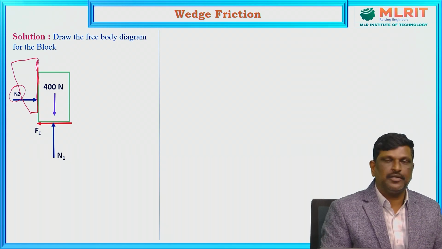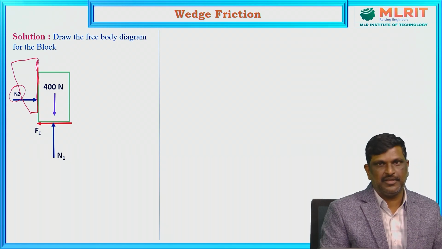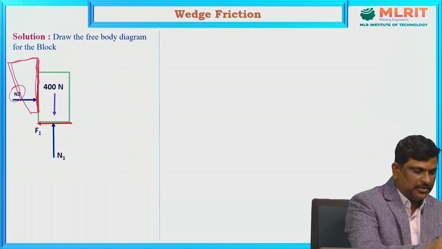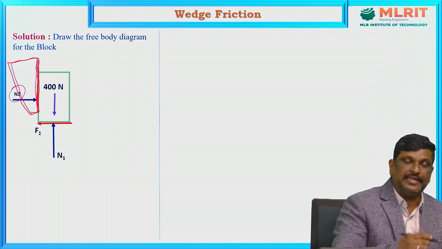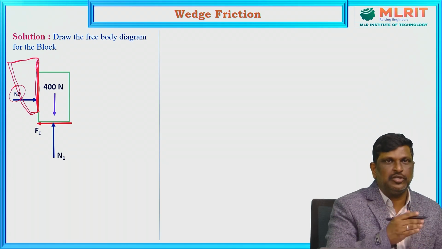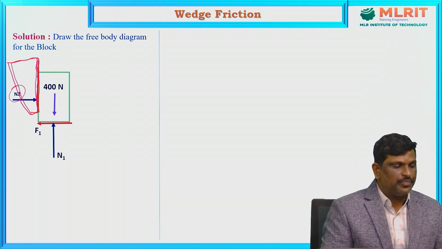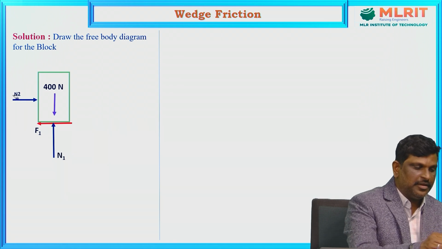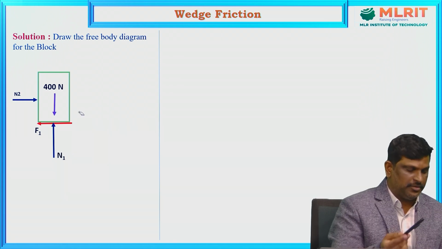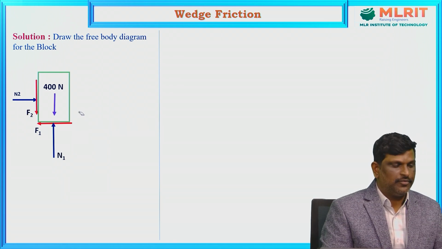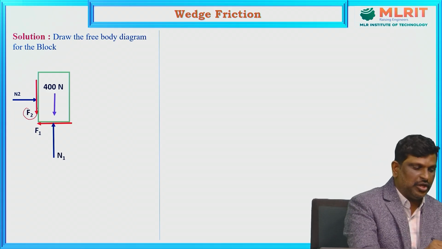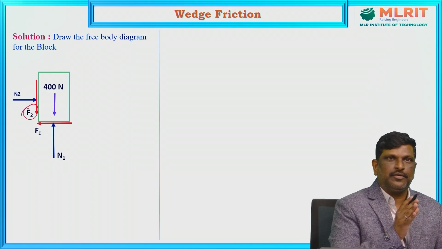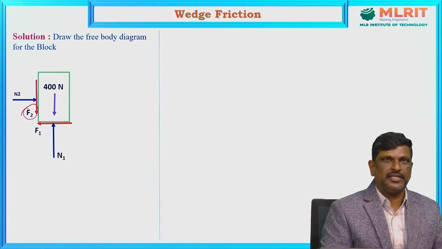How to show the direction of friction? The wedge is rubbing against the surface here. The wedge is rubbing against the surface while it is moving downwards. Now, the friction at this contact surface, even though the block is not moving, we can take it as F2 in the downward direction. Why? Because this body is not moving in vertical direction.